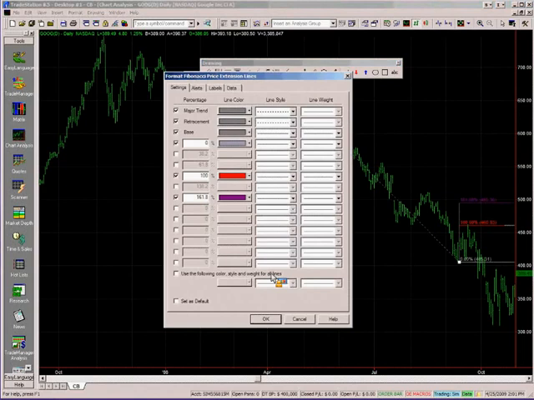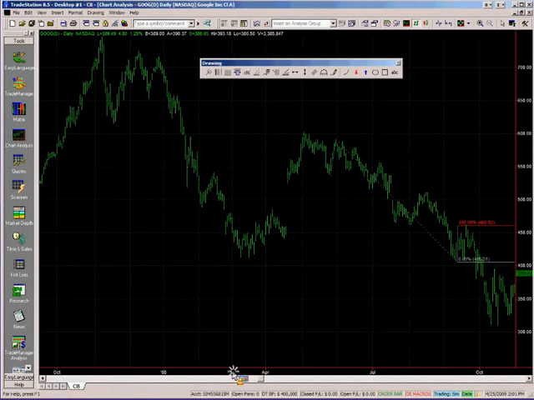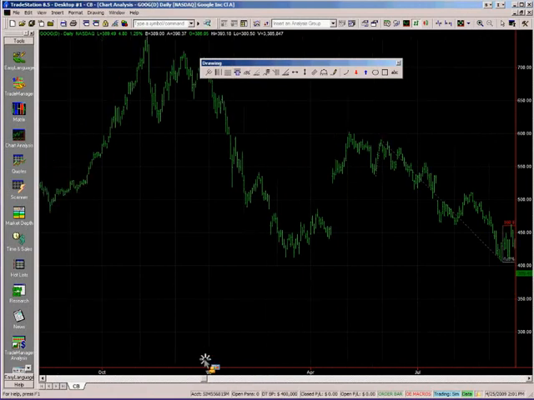Okay, I'm going to format this so it's only showing the symmetry projections, the 100%. So I only have 100% chosen. To give you an example, what I'm doing is taking prior low to high swings and then projecting. Let's say we were here and we're looking to set up a possible short.